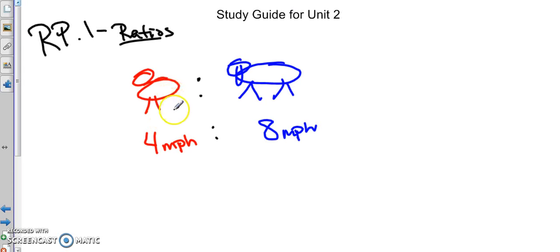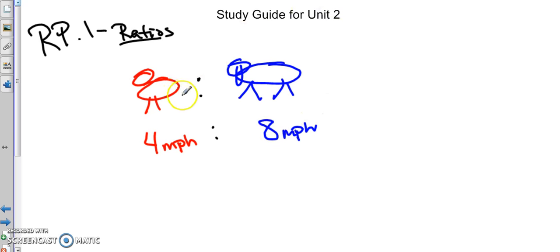So we've got a chicken that runs at 4 miles per hour and we have a dog that runs at 8 miles per hour. If on the assessment or on the test, I wanted to ask you what was the ratio of the speed of the chicken to the dog, then what would you tell me? Take a minute, think about it. What would you tell me? You can pause right here if you need to.